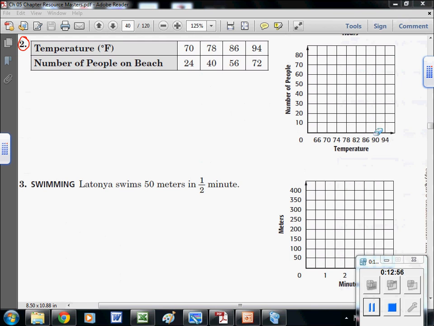All right, so now, in this question, let's start by just plotting our points. This is going to use your basic skills that you learned with graphing ordered pairs. So the first ordered pair, temperature of 70 and people of 24. So the temperature, you'll notice, is on the horizontal axis, which implies the temperature is our input, or our cause, meaning the temperature of the beach causes how many people show up.